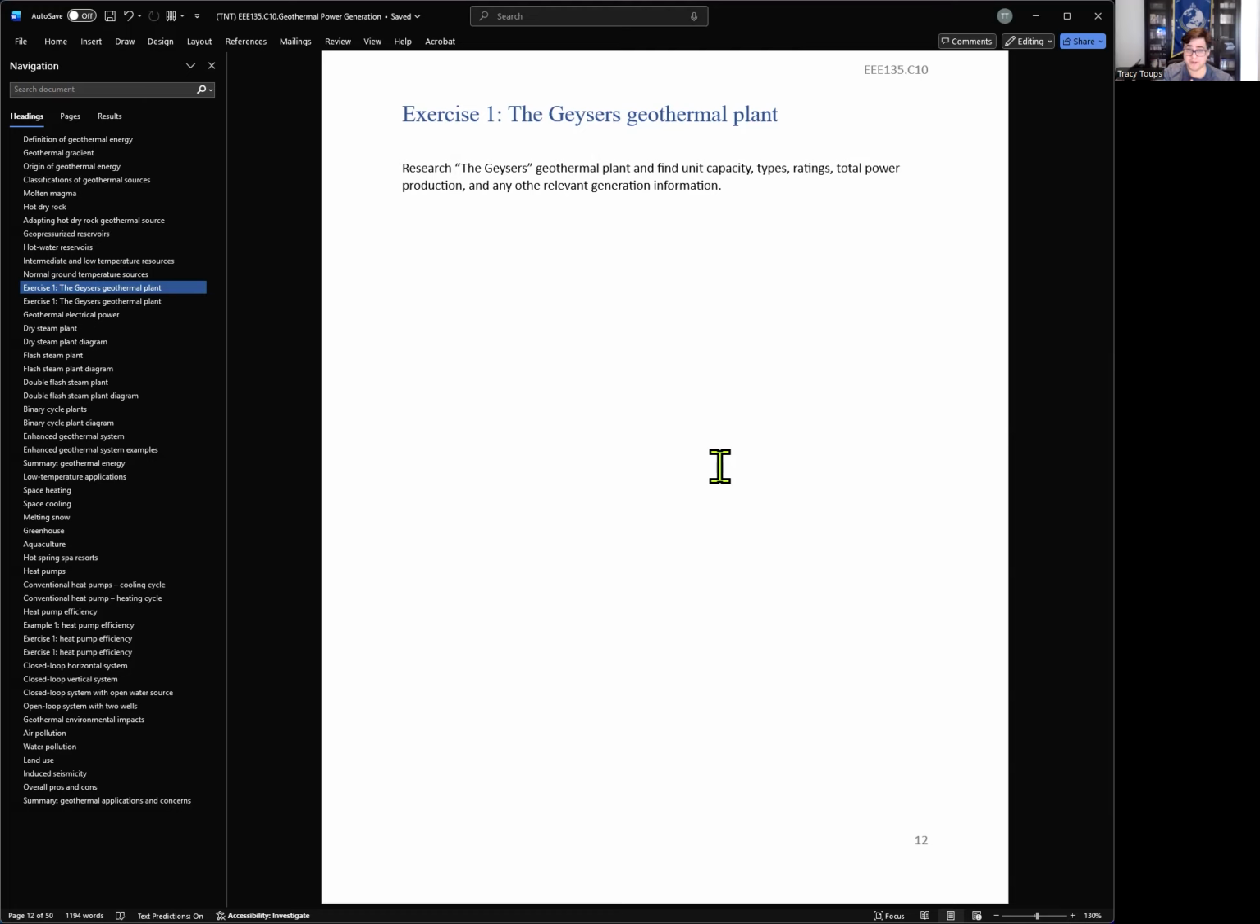Find the unit capacity, what type of geothermal site it is, the ratings, how much power it produces, and any other relevant information like who owns them. I would strongly advise not using Wikipedia because that's unverified. Go to their main website; they have a lot of nameplate data for you, so you can just list out what you find. And we'll come back in 15 minutes and compare what you got.